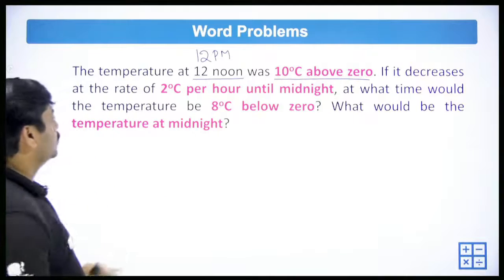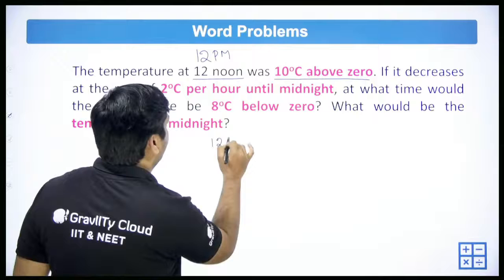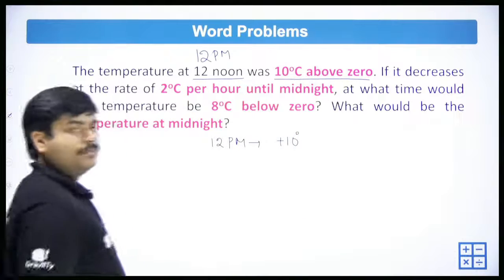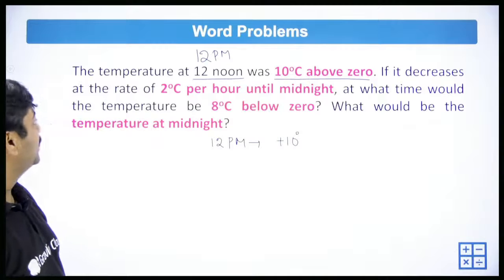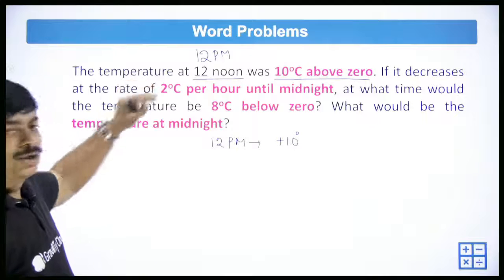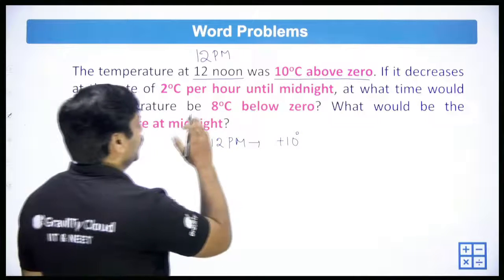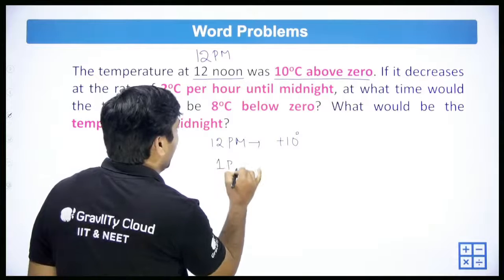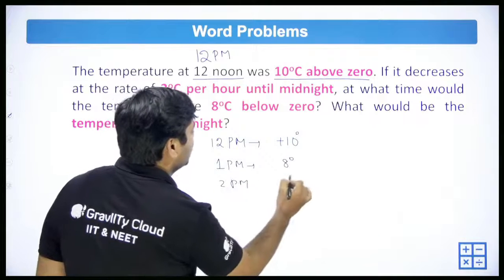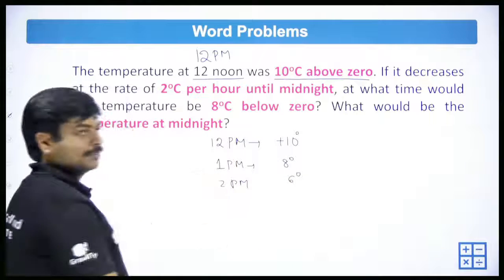At 12 noon, at 12 p.m., we have plus 10 degrees. If it decreases at the rate of 2 degrees Celsius per hour until midnight, so it is decreasing by 2 degrees every 1 hour. At 1 p.m. you will have 8 degrees, correct? At 2 p.m. you will have 6 degrees, so it keeps on decreasing.